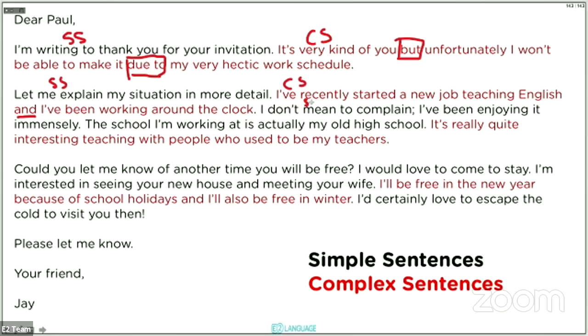Here we've got a simple sentence with a semicolon and another simple sentence following it. What about this one? A complex sentence. It's really been quite interesting teaching with people who used to be my teachers. So we've got a coordinating thing here. Yes, I won't go into much more detail with that. In short, what you need to do is have two types of sentences, some short ones, some long, complex ones.